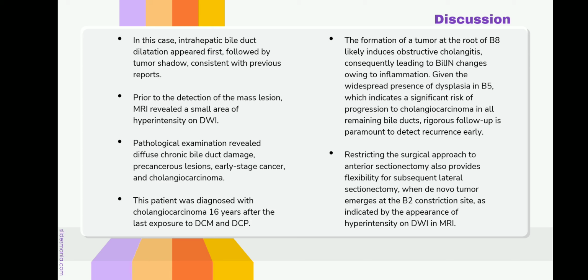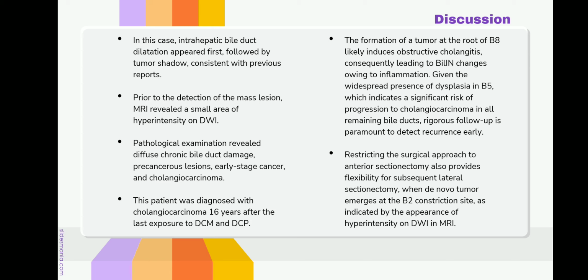Discussion. In this case, intrahepatic bile duct dilatation appeared first, followed by tumor shadow, consistent with previous reports. Prior to the detection of the mass lesion, MRI revealed a small area of hyperintensity on diffusion weighted imaging. Pathological examination revealed diffuse chronic bile duct damage, precancerous lesions, early stage cancer, and cholangiocarcinoma.